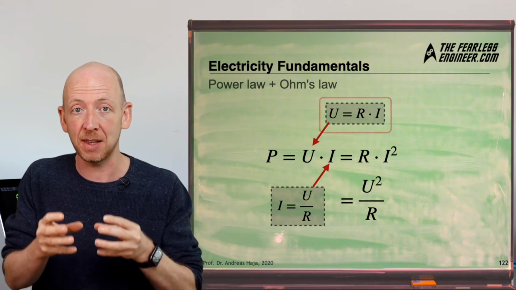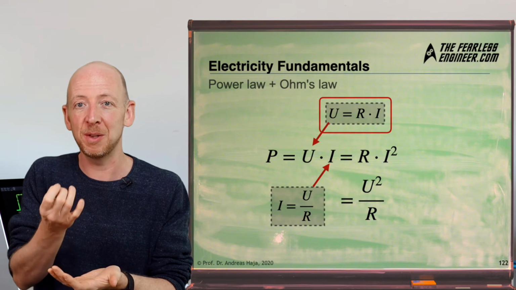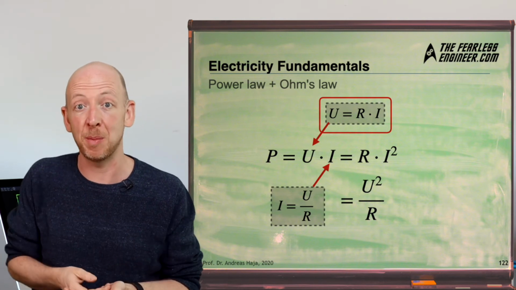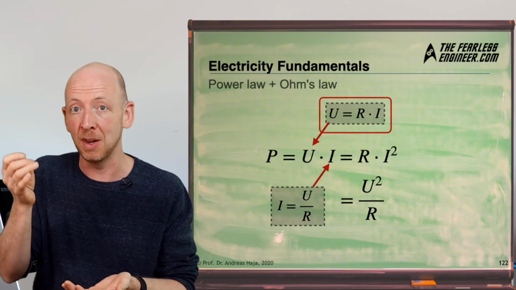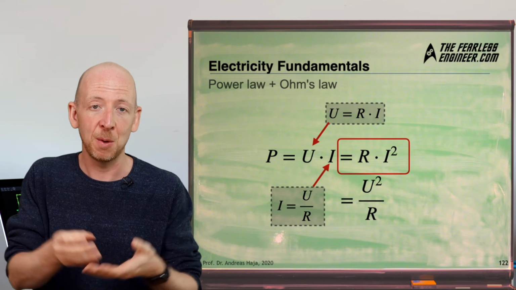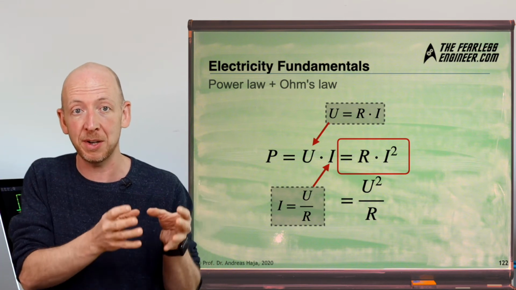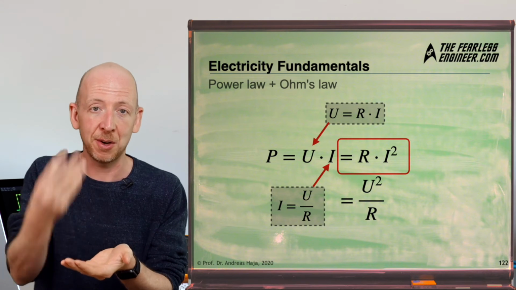Ohm's law states that the voltage drop across a purely ohmic resistor is equal to the current flow through the resistor multiplied by its value. So U equals R times I. And if we use this to replace the voltage in the power law, we get the following expression, which states that P equals R times I squared. So power is resistance times current squared.